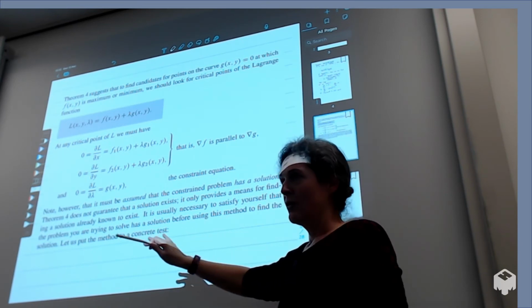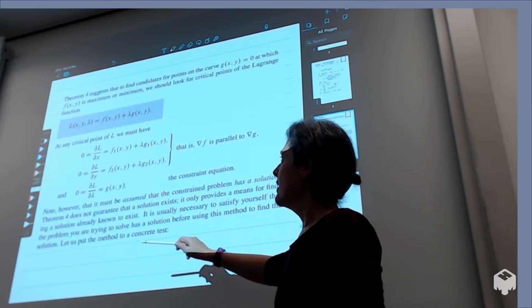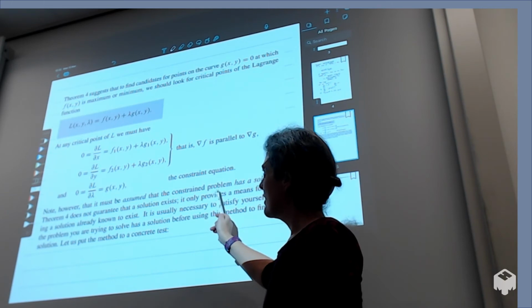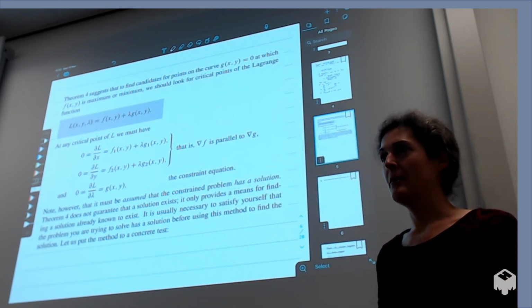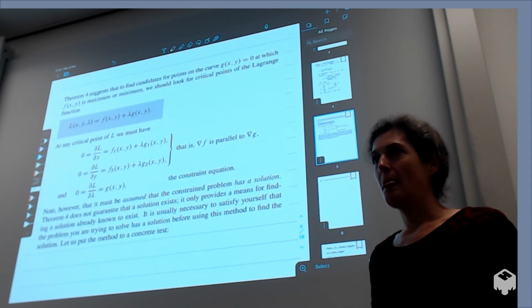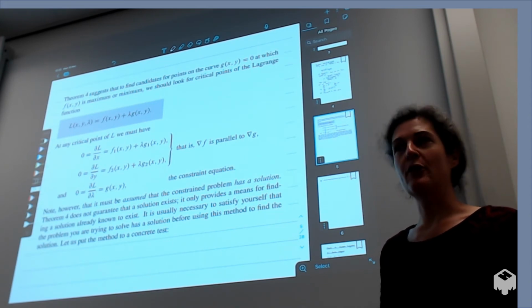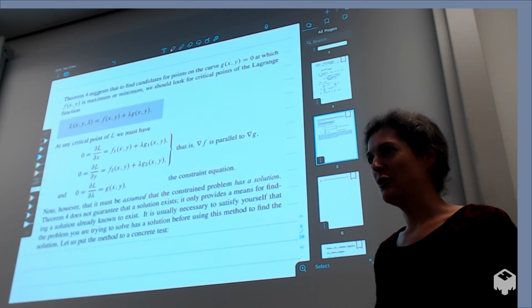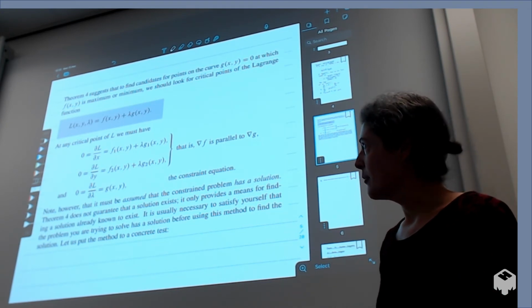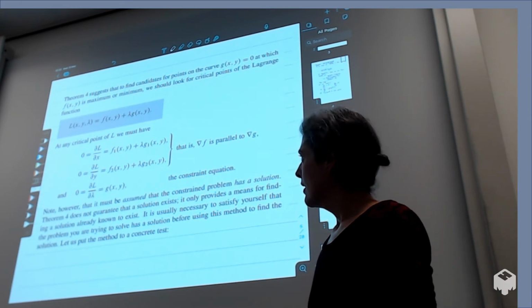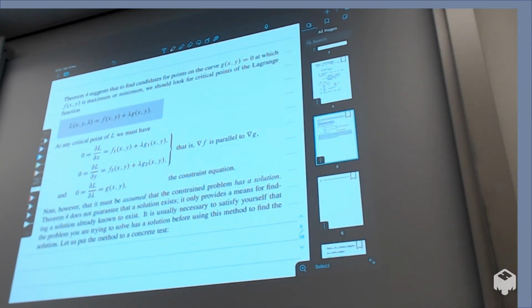The issue with this method is that it assumes that the constraint problem has a solution. So one thing to do might be to just do a little bit of plotting beforehand to convince yourself that there is actually a solution, because if it doesn't have a solution, obviously this doesn't work. So let's do an example.